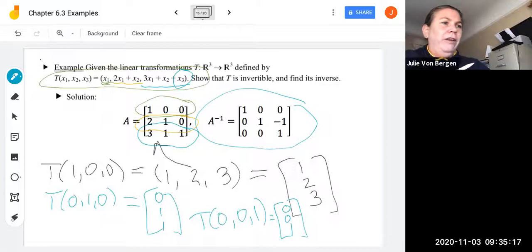Okay, in our next video, we are going to take a look at continuing on using the standard matrix to do calculations with non-standard bases and general vector spaces.